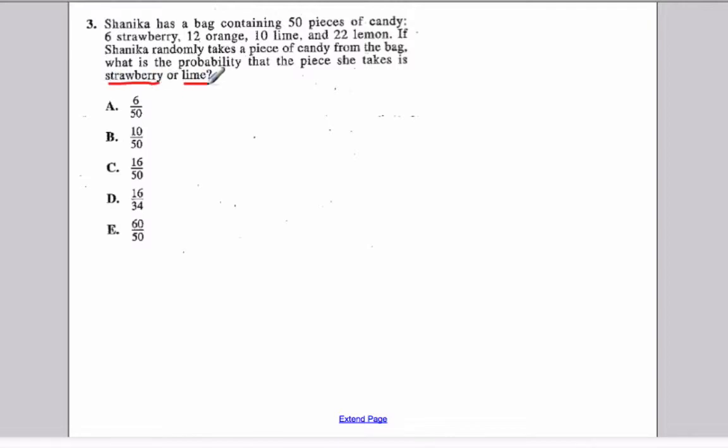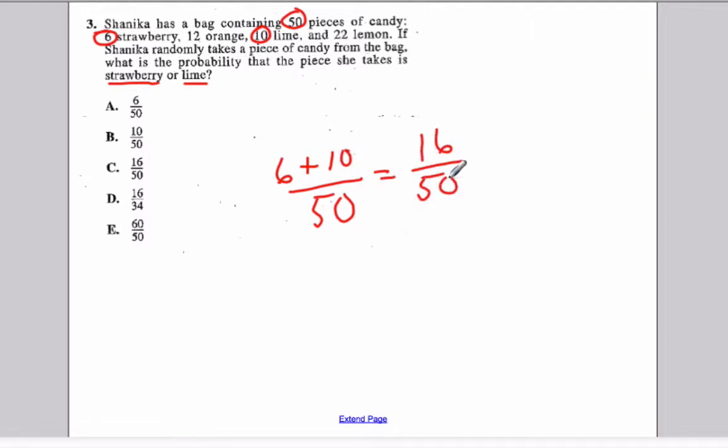So I'm going to go back, realize we're dealing with 50 pieces of candy. So if you have 50 pieces of candy in the bag, then you go in to draw one out, you're going to have 50 for the denominator, the bottom. And we're looking at strawberry, where there are 6 strawberry, plus there are 10 lime. So we're looking at a total of 16 out of a possible 50 for the probability of getting strawberry or lime. Don't need to reduce. Look at all your possible answers here, and you'll notice that C is your best answer and it's not in reduced form.